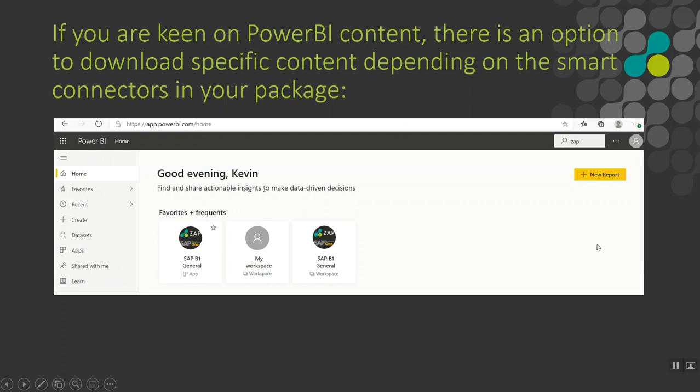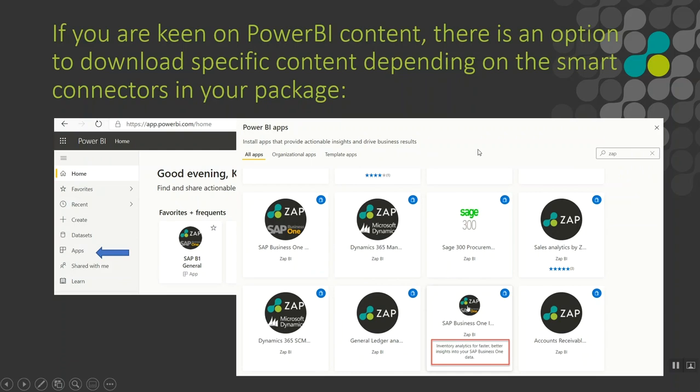If you are keen on Power BI content, Zap also provides you an option to download specific content depending on the smart connectors in your package. Go to app.powerbi.com, log in, and you'll be able to just pick up the apps from the app icon. So if you click on that, it gives you a variety of different apps that you could download. Do a search for Zap and look into inventory analytics. Click on that to download it onto your local machine.